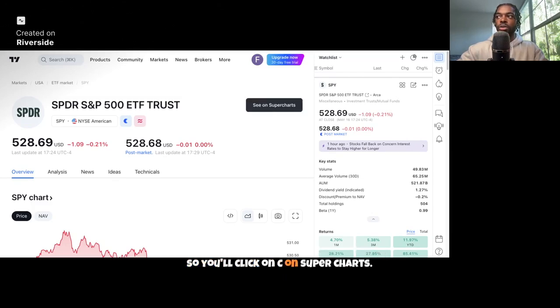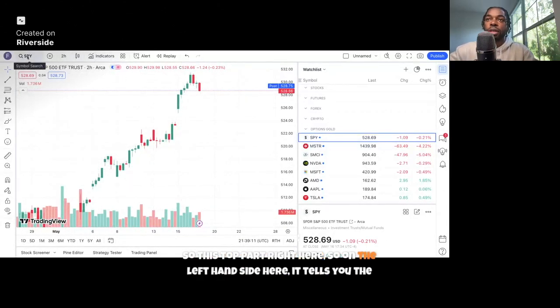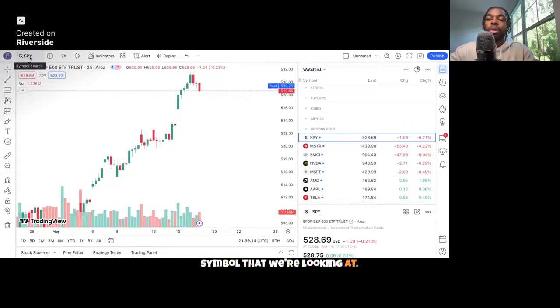So you'll click on C on Supercharts, and now you have pretty much a naked chart. Okay. So I'm sharing this right tab, so we're going to go all around. This top part right here, on the left hand side, tells you the symbol that we're looking at. We're looking at SPY right now.